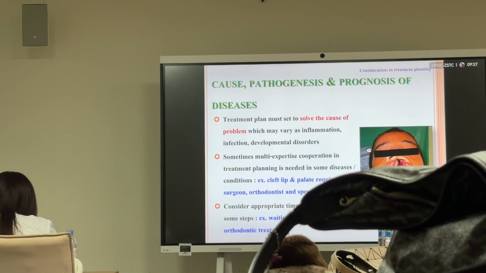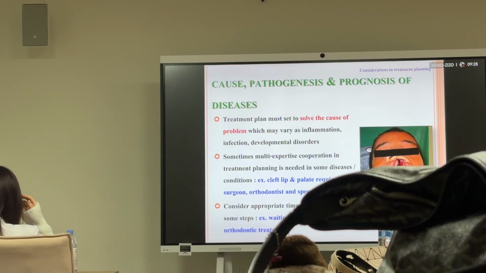Okay, next, the treatment plan must be set to solve the cause of the problem, which may vary as inflammation, infection, developmental disorders. Sometimes multi-expertise cooperation in treatment planning is needed in some disease conditions, for example, cleft lip and palate, which may require an oral surgeon, orthodontist, and speech therapist. So you have to plan not only your job, but the related physician or doctor may need to be added in the plan to consult or cooperate. Consider appropriate time for treatment in some types or some steps, for example, waiting for jaw development in orthodontic treatment.